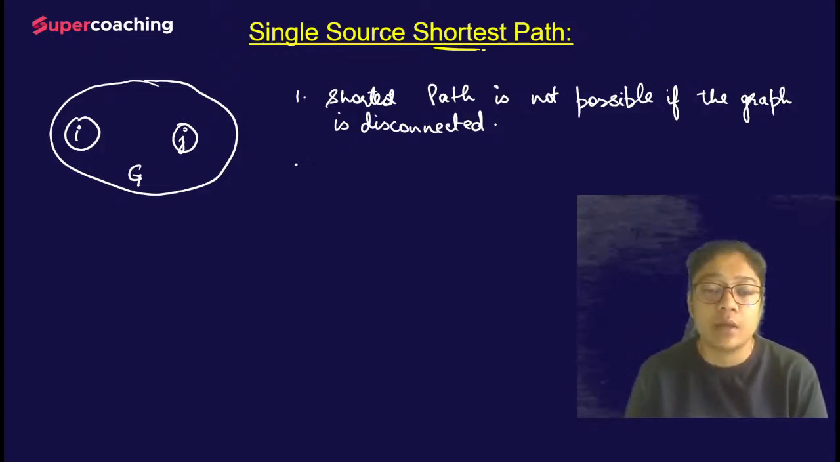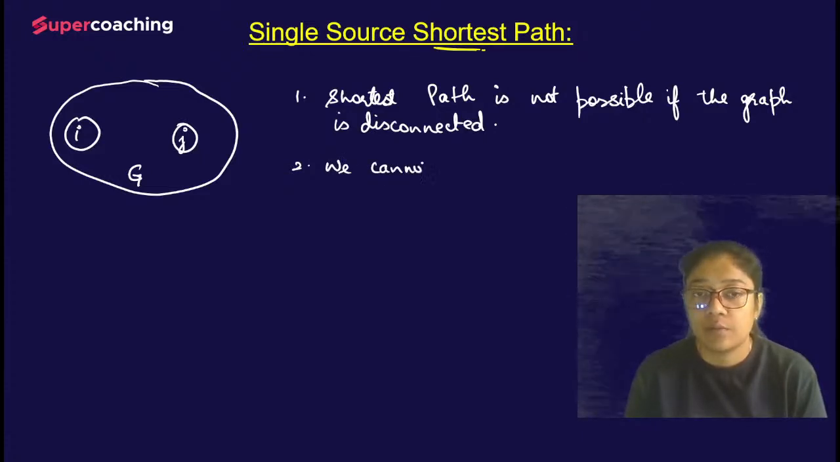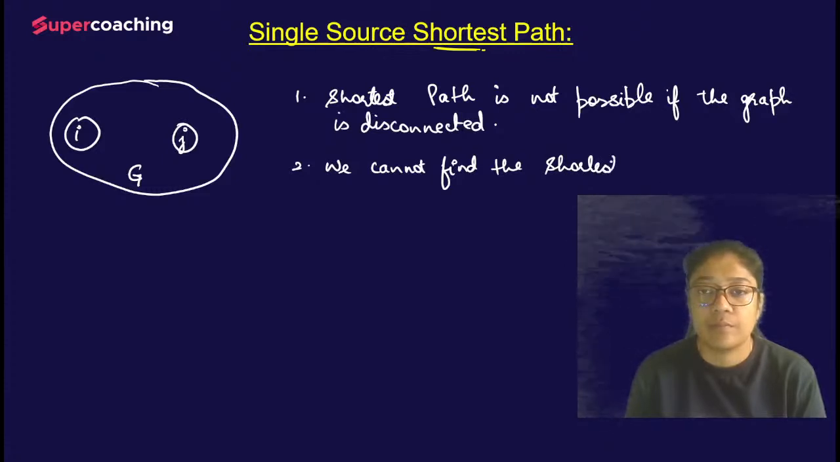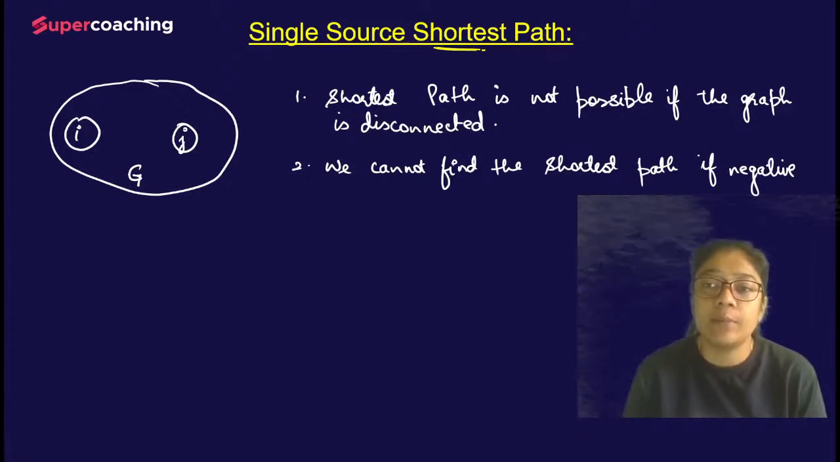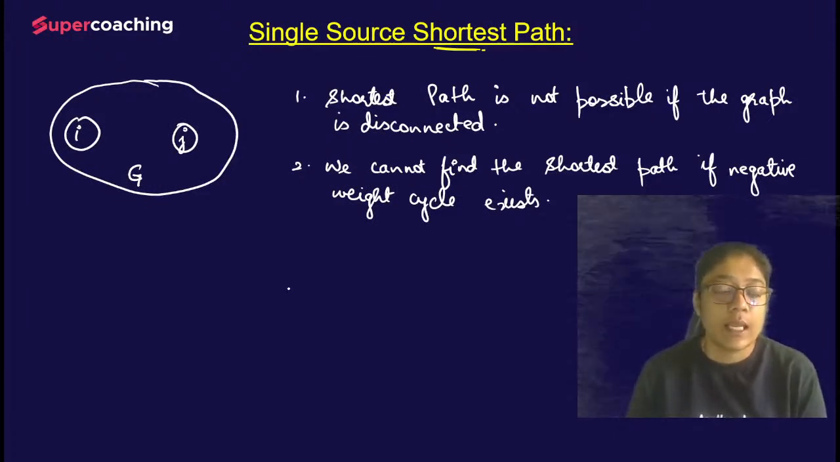We cannot find the shortest path if a negative weight cycle exists. Can somebody tell me what is this negative weight cycle?